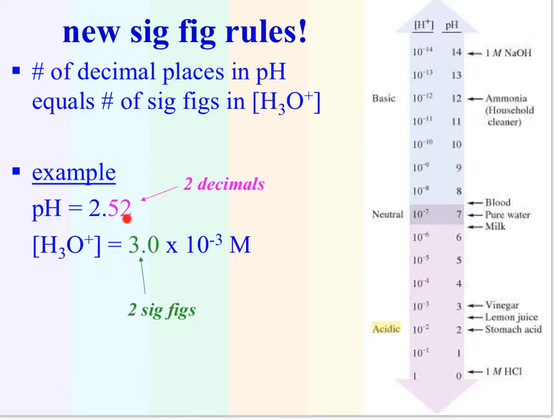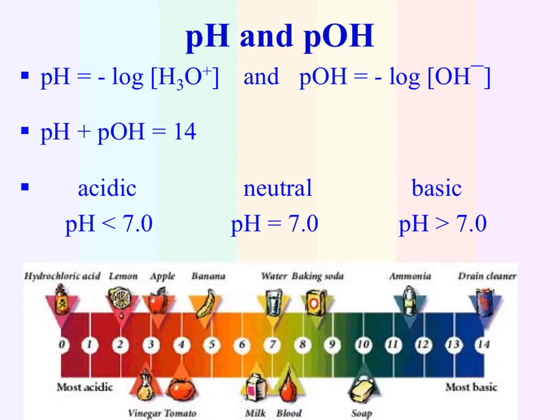concentration value. So for example, in this case my pH has 2 decimal places, so my H3O plus should have 2 sig figs. If this had 3 sig figs, then I would have 3 decimal places in my pH. So pretty straightforward significant figures, but make sure that you're comfortable with these 2 rules. So let's go ahead and look at pH and pOH.